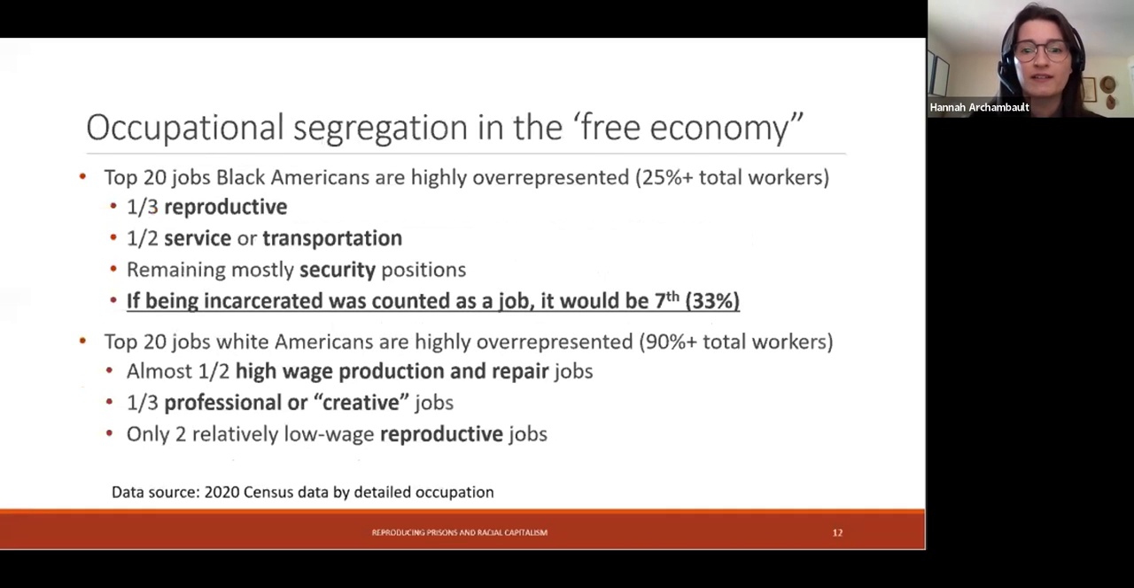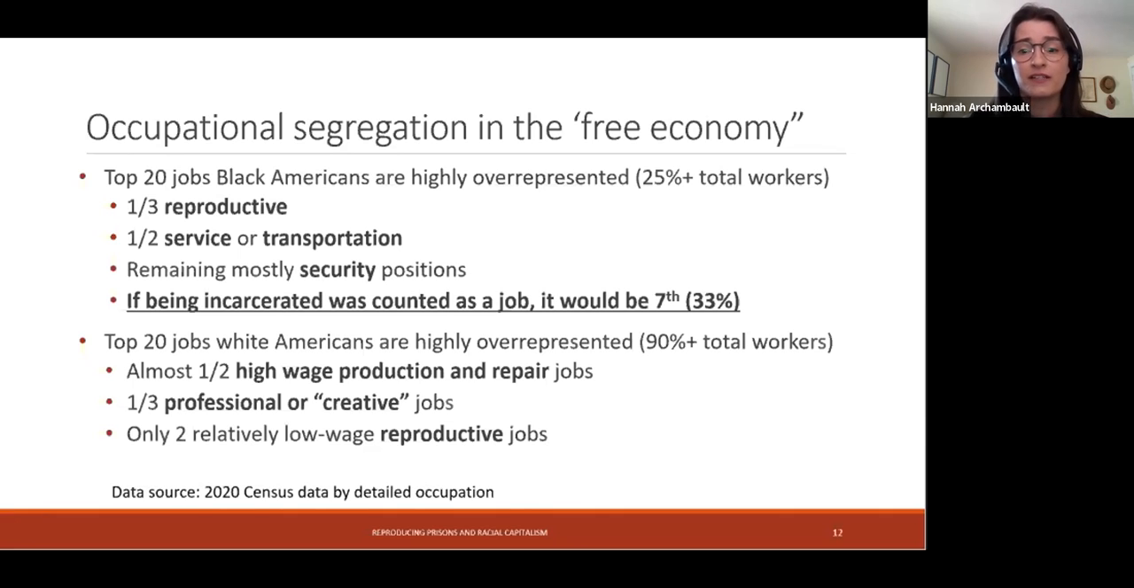This is just some quick data that I analyzed from the 2020 census data by detailed occupation type. I define overrepresentation in an occupation for Black workers as making up 25% or more of the workforce in that occupation. And in the top 20 jobs that I identified, one third that Black workers are overrepresented in are reproductive jobs, which are almost entirely low wage, like home health aides and orderlies.